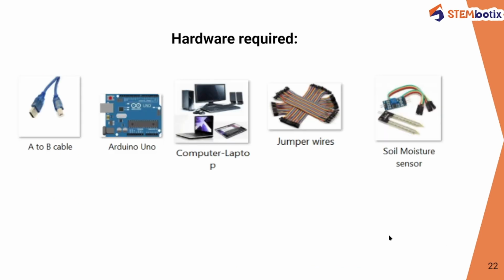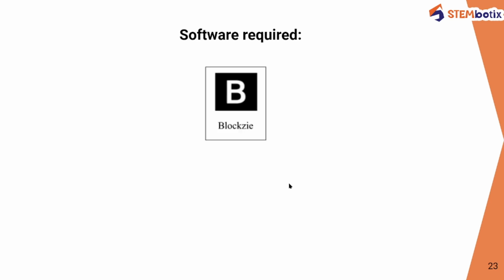To perform this interfacing, we require the following hardware. The first one is the Arduino Uno board. After that you are going to need one A to B USB cable, a laptop or computer, a few jumper wires and a soil moisture sensor. The app in which you are going to perform your block coding is none other than Blockzie.